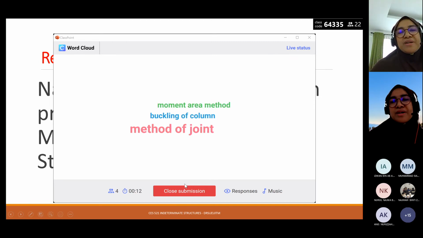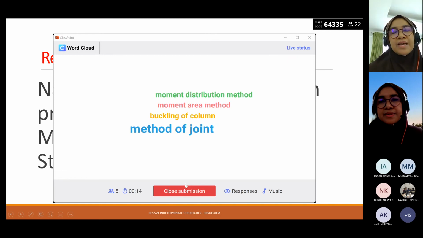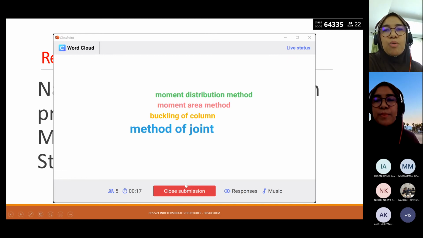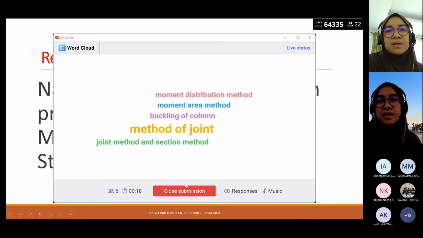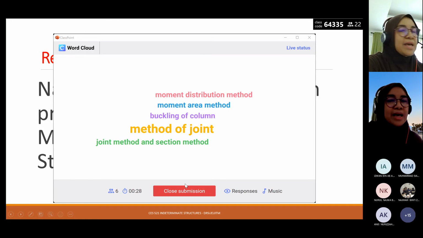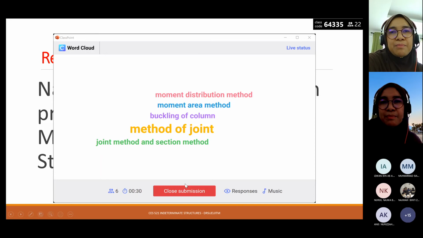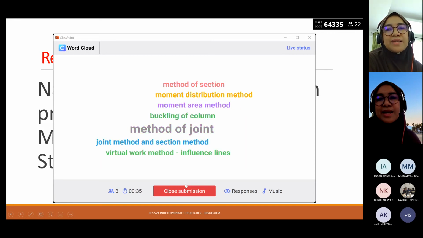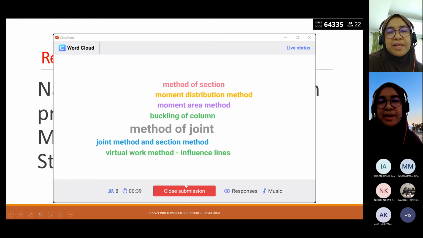Okay, good. Moment area method in CS424. Moment distribution method, which is actually topic number 3 in this course. Buckling of column, critical P. Method of joint under truss, other than that, method of section. Joint method and section method, correct. Virtual work method as well as influence line. Any more?